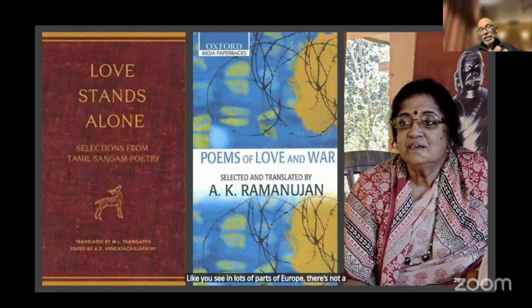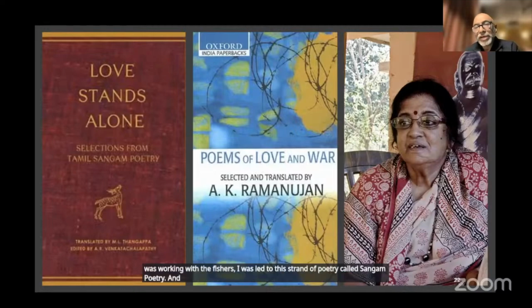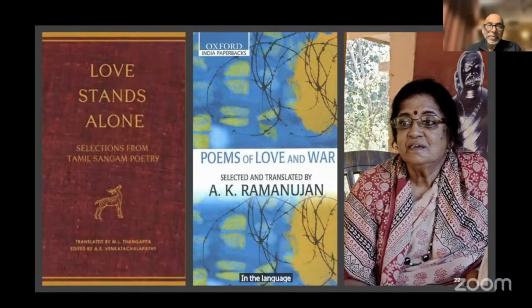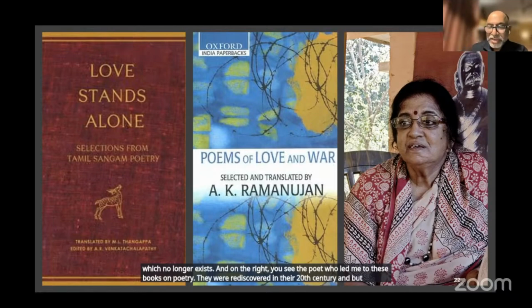And while I was working with the fishers, I was led to this strand of poetry called Sangam poetry. And Sangam poetry dates back to 300 BC in the language they speak called Tamil, but it's a classical form of Tamil which no longer exists. And on the right, you see the poet who led me to these books on poetry. They were rediscovered in the 20th century, and these are two major translations of it.